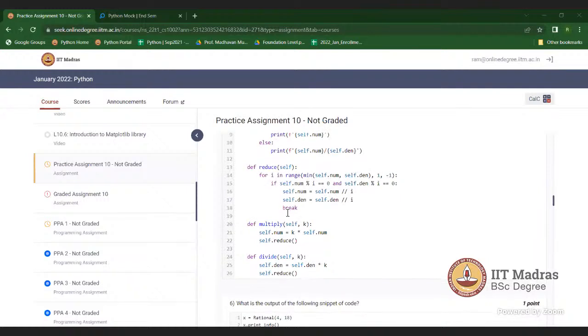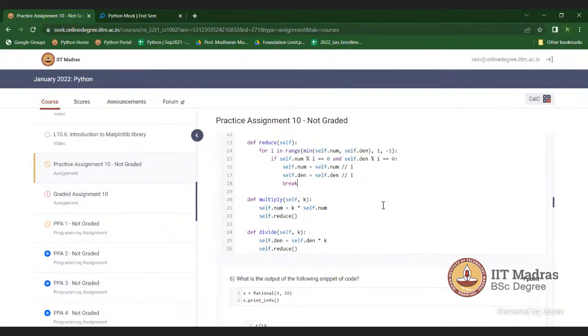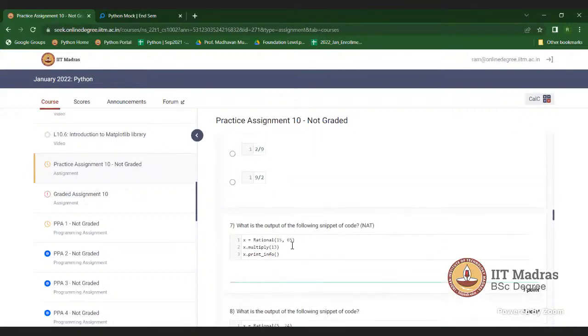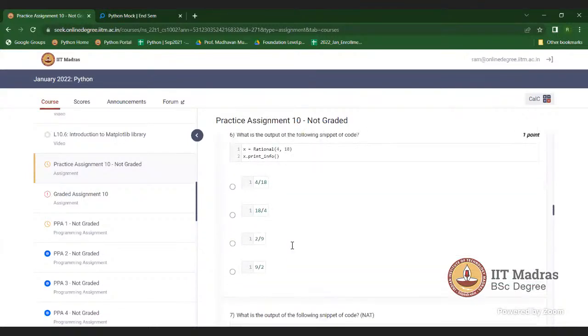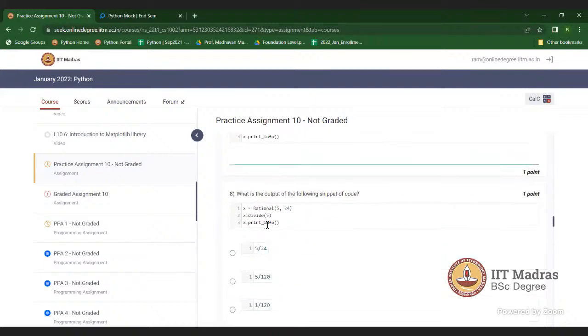Okay, right. So this is just reducing it to the smallest possible values, right? So this reduce is just doing that. Okay, reducing it to the smallest possible values. Okay. So let's start printing 4.